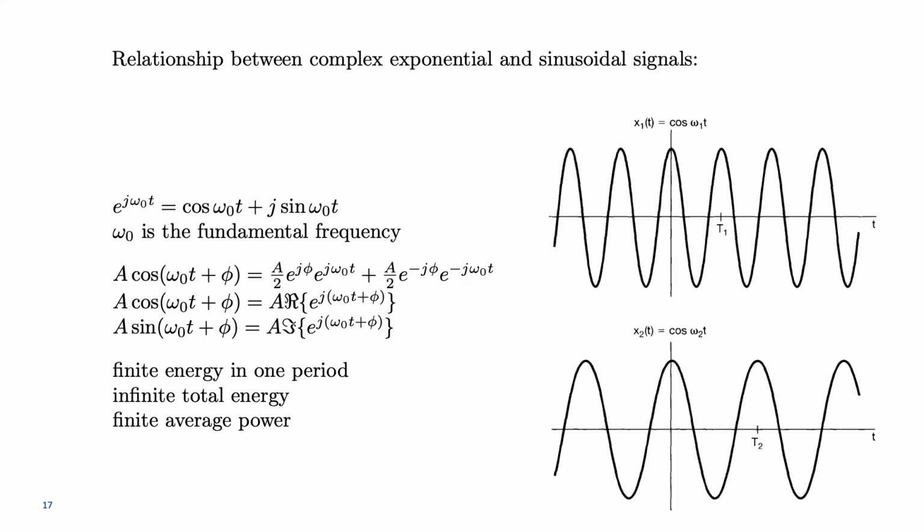One thing to add is that these signals have finite energy in one period, but their total energy is infinite because, of course, they have an infinite number of periods. They extend from minus infinity to plus infinity. The average power is finite.